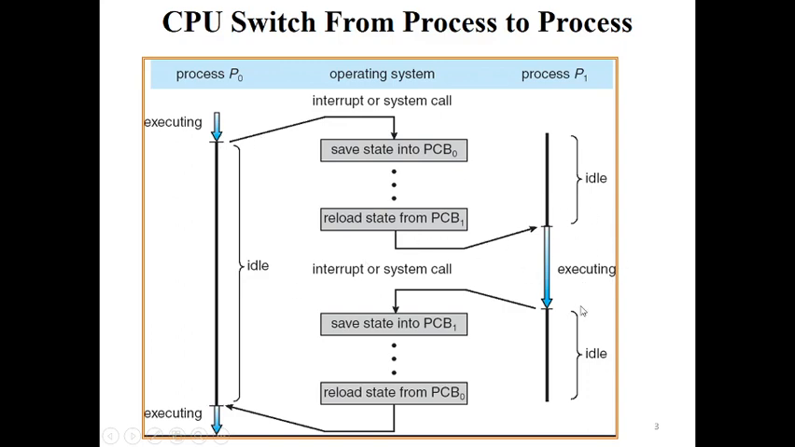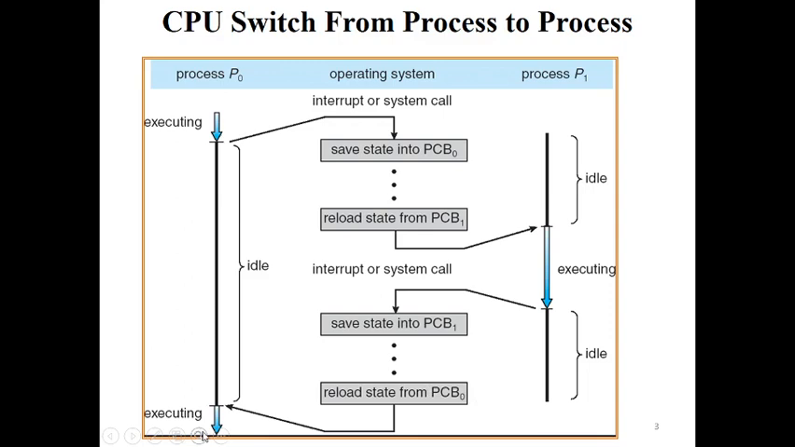Now P1 is executing. It might happen that P1 may also get interrupted during execution. When P1 is interrupted, again a system call or interrupt is generated. Again, the operating system will save the state of process P1, and until and unless it loads the saved information of process P0, P0 will not start executing. Then P0 starts executing again.